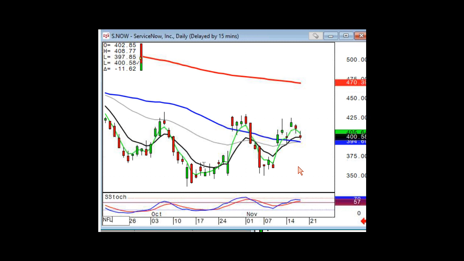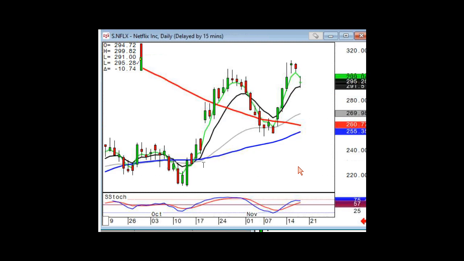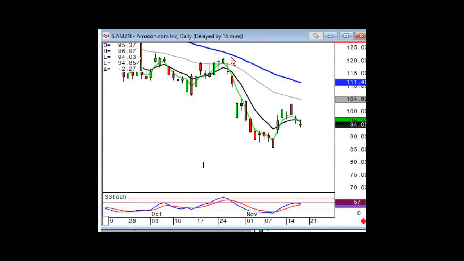Netflix. This one has to open positive and trade positive to stay in it long. If it opens lower, I would think now they're coming back down into this area. And Amazon, same thing. If this one opens lower, you want to short it because now you have a bearish J-hook pattern.